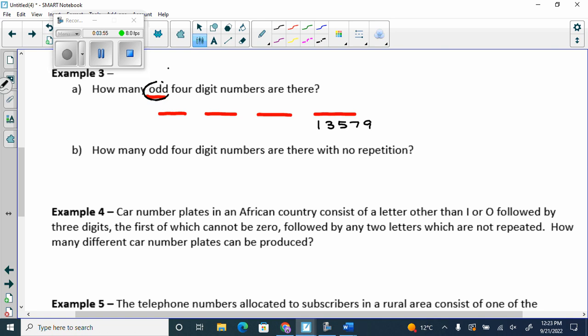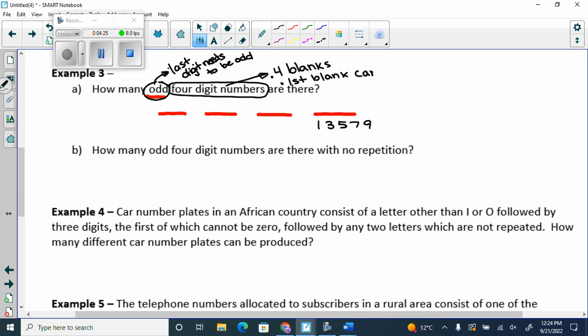So odd here, I would write myself a little note. Odd means the last digit needs to be odd. And then a 4-digit number means 4 blanks. And the first blank can't be what? Yeah. First blank can't be 0. They're not going to say it's a 4-digit number, the first blank can't be 0. They're not going to be that nice. They're going to say 4-digit number, and you're going to need to know that the first blank can't be 0.